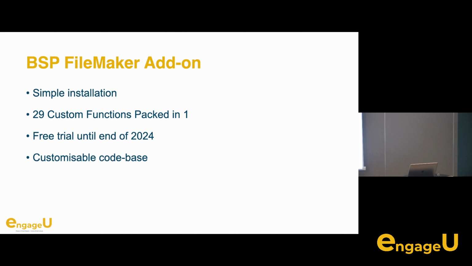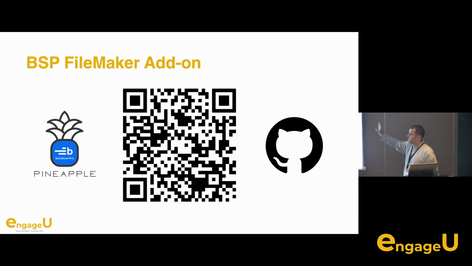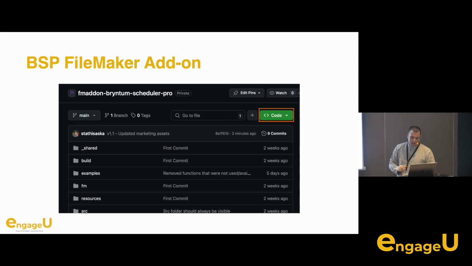And the code base is fully customizable, and you can download the add-on from this web page. It is on GitHub. If you want the QR code, you can use it right now. This will take you to our GitHub repository, which is a public one, and you can just download the repository as a whole, and there is a file that will just install the add-on on your FileMaker machine.